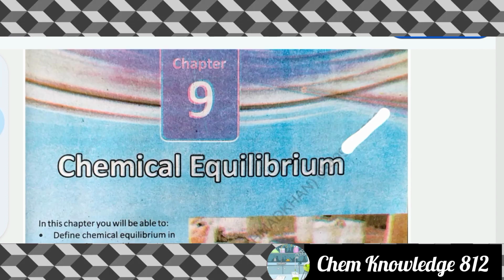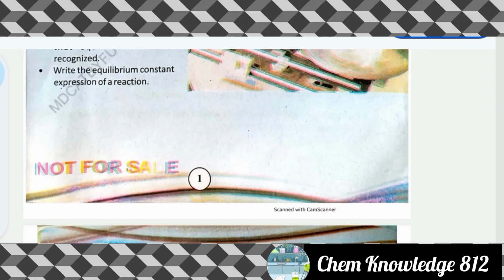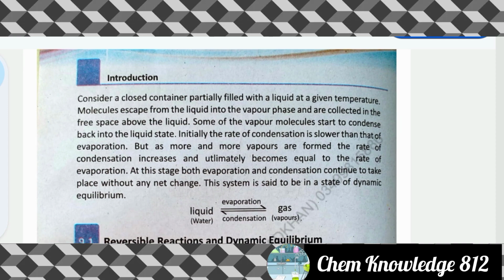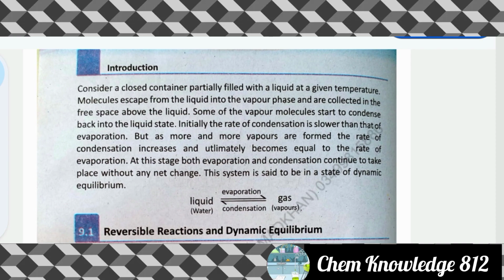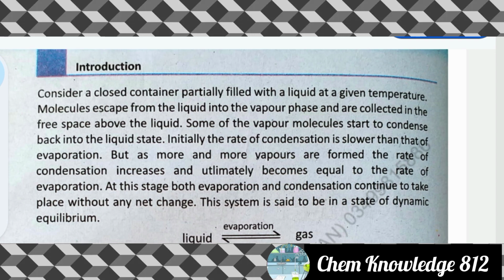So chapter number 9 is the chemical equilibrium. So what is chemical equilibrium? Let's come towards its introduction. According to the introduction, consider a closed container partially filled with a liquid at a given temperature.